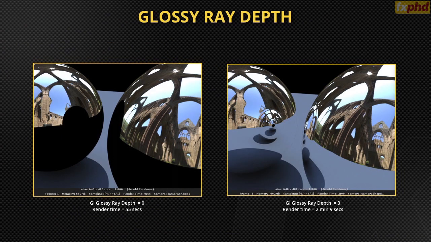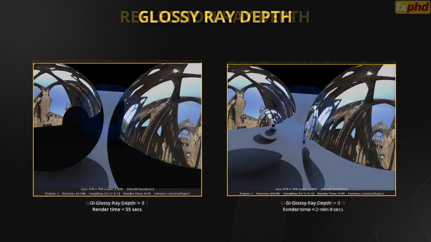Now the next one is glossy, and this defines the maximum number of times a ray can be glossily reflected, and scenes with many glossy reflective surfaces may require higher values in order to look correct. So you can see the one on the left has got glossy ray depth set to 0, and as we increase that up to 3 in this instance, you can see more of those glossy reflections taking place.